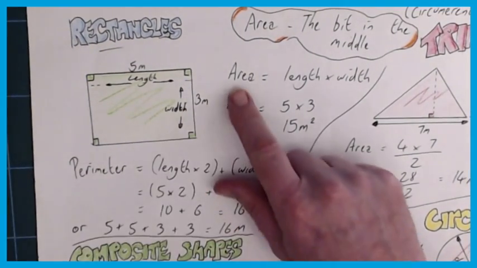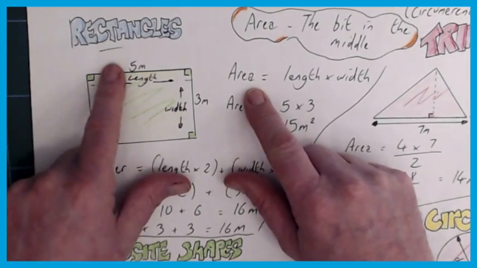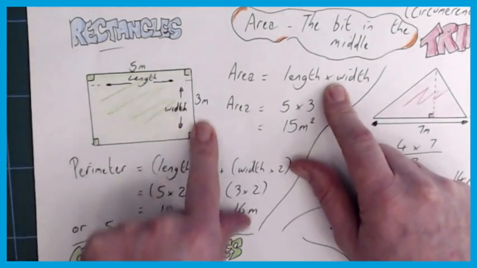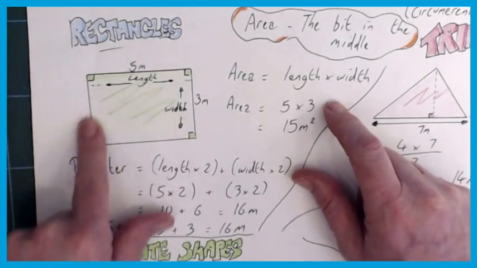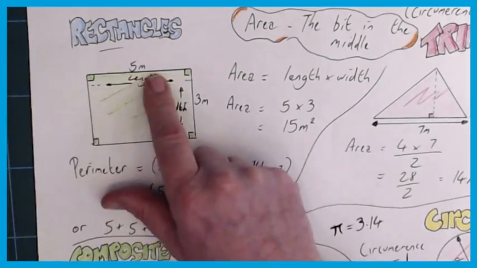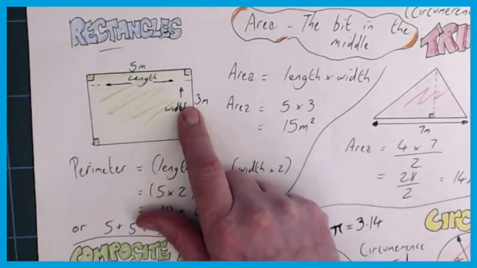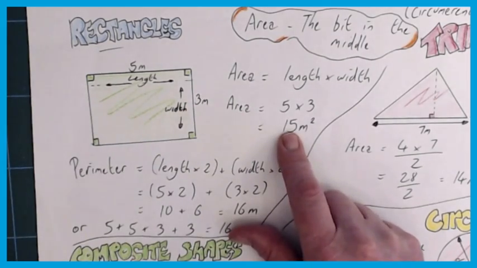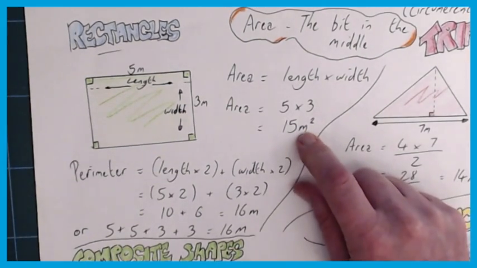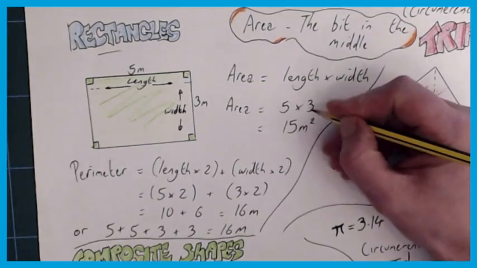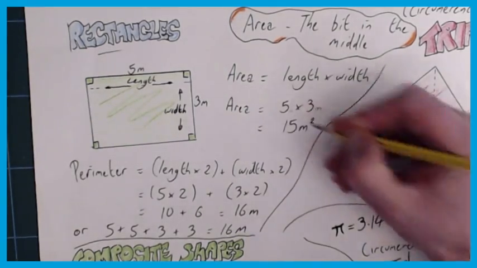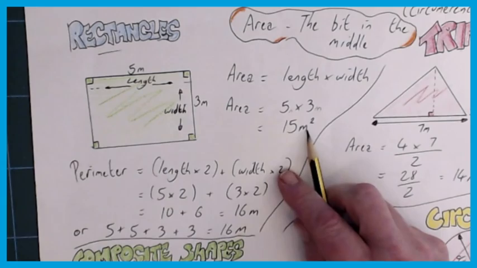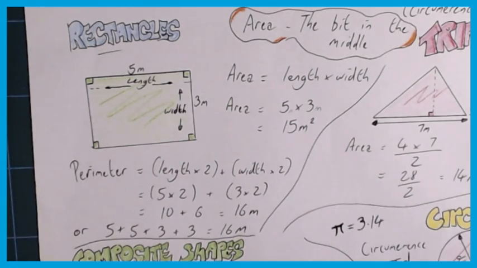And all we have to remember is the formula. Area is the length times the width, and that'll give you the area in the middle. So this is 5 times 3, which gives you 15, and then it's meters squared. You don't have to keep putting meters all the way through. You can just put it right at the very end for your answer.